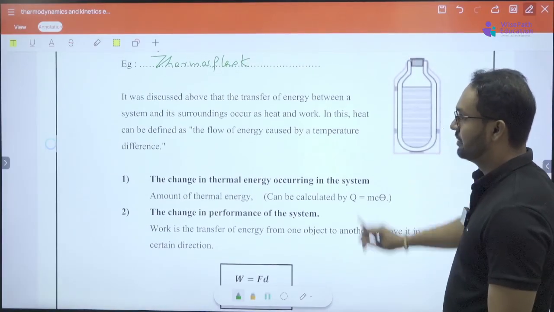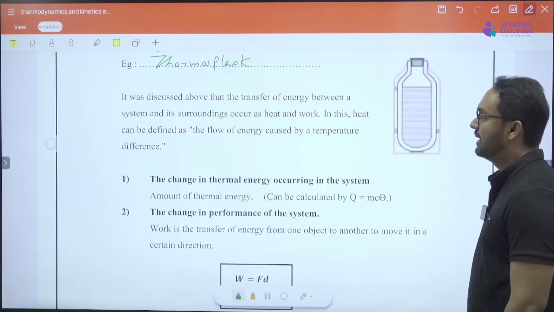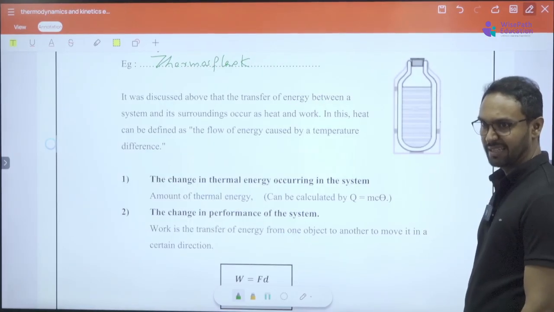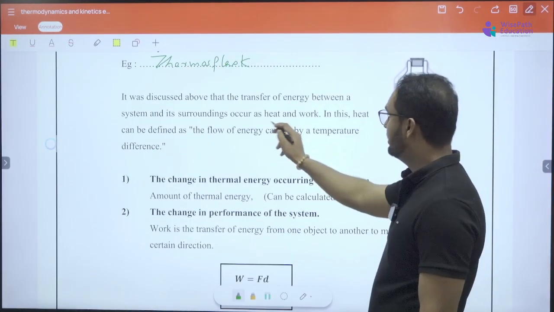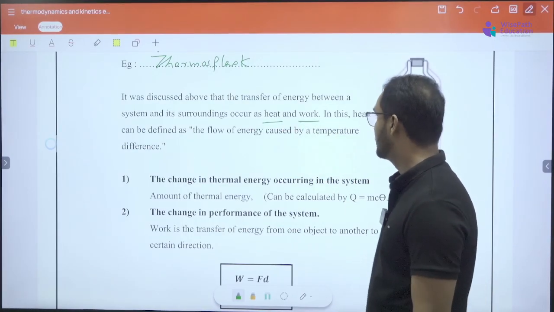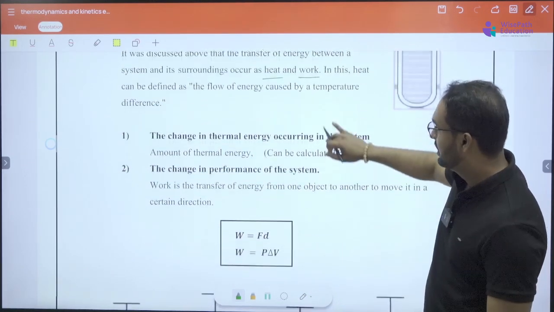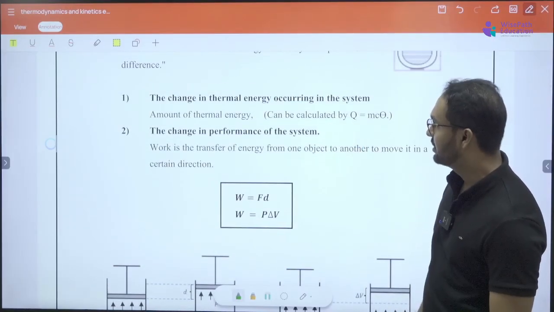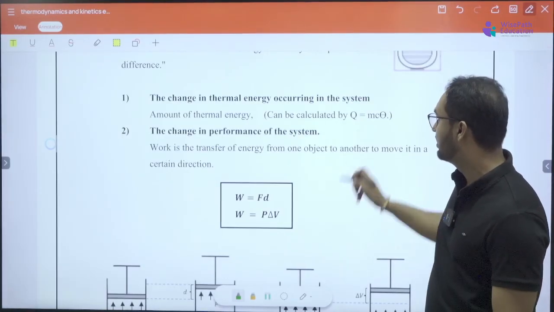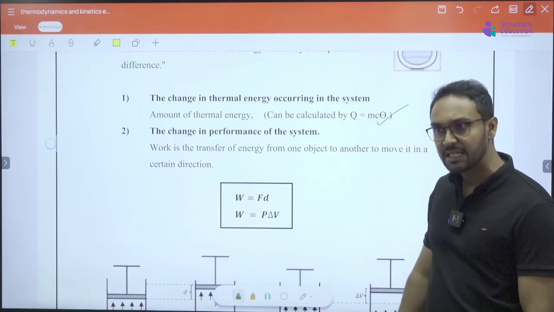Now come to this one. It was discussed above that the transfer of energy between a system and its surroundings occurs as heat and work. We discussed that part. In this, heat can be defined as the flow of energy caused by temperature difference. We already know that. We discussed it under heat physics. The change in thermal energy occurring in the system, the amount of thermal energy, can be calculated by mcθ. If you want to calculate the amount of heat transferred, you can use mcθ.